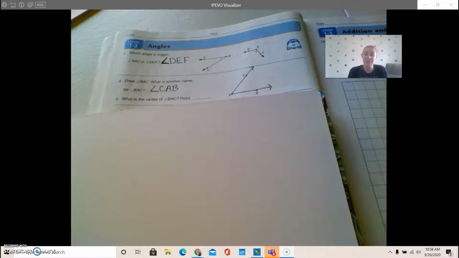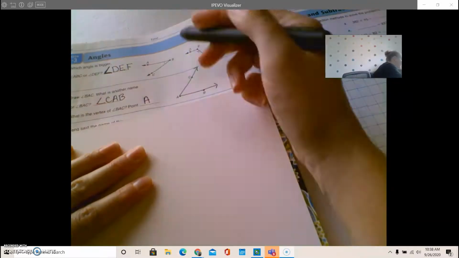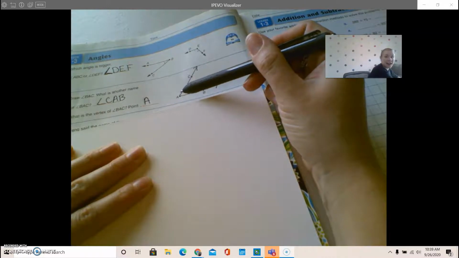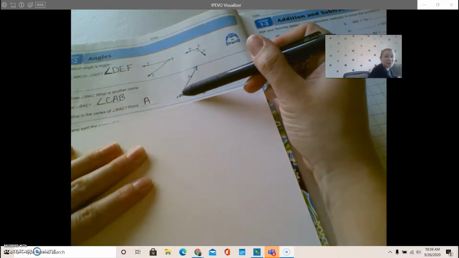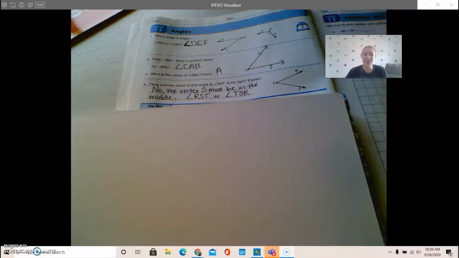It says draw BAC. What is another name for it? Okay, it says CAB. You can see that I used a straight edge to draw my angle. I made sure to connect A to C and put the arrow at the end, and then AB and put the arrow going that way. And what is the vertex? I need to write that in, don't I? The vertex is point A, right here. You can see that A is going to be the middle part of that angle, so that is the vertex of angle CAB.